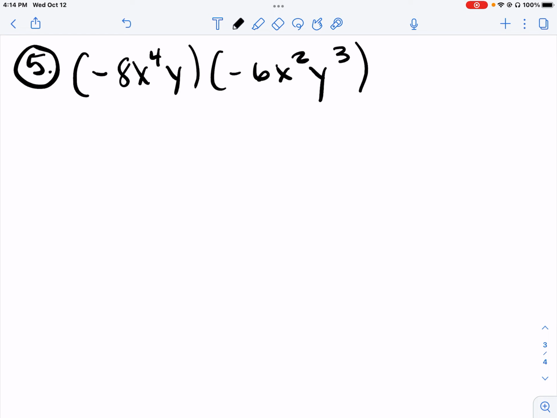Okay, a negative times a negative is a positive. x^4 times x^2, 4 plus 2 is 6. For that y, it's an understood 1 plus the other 3 is 4.